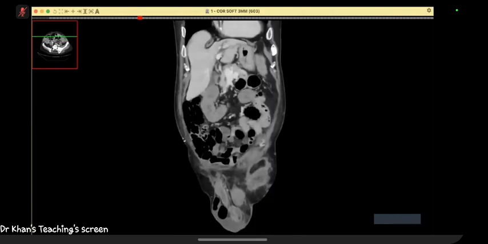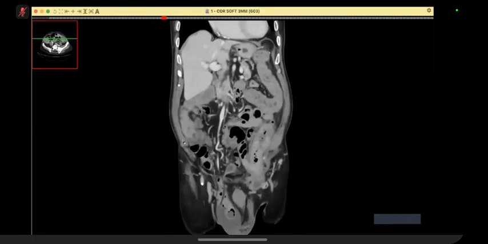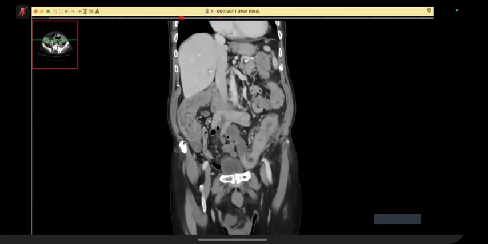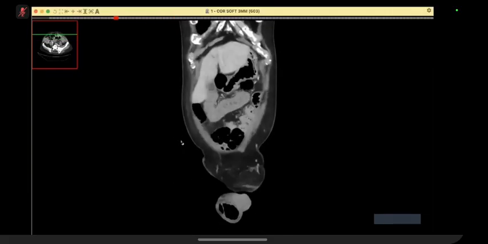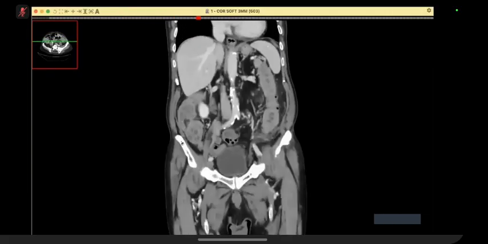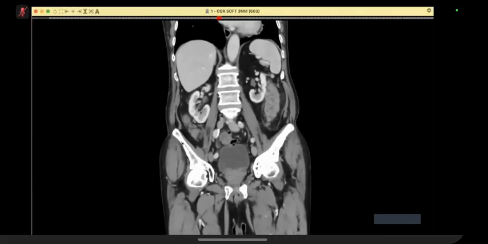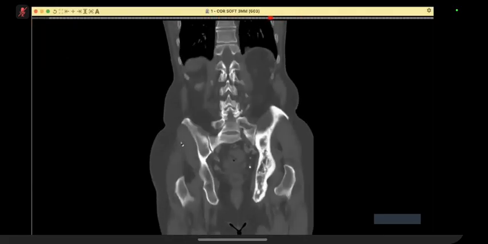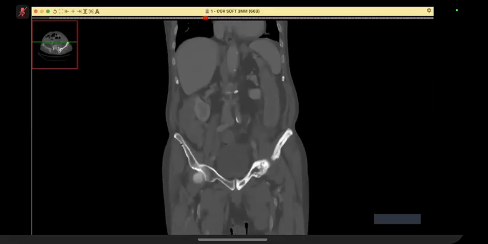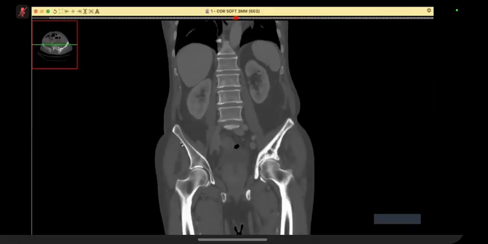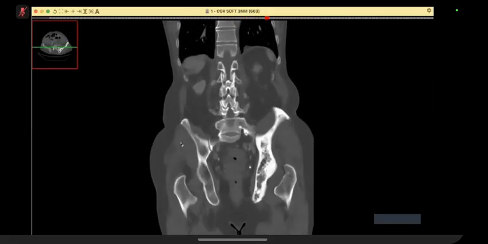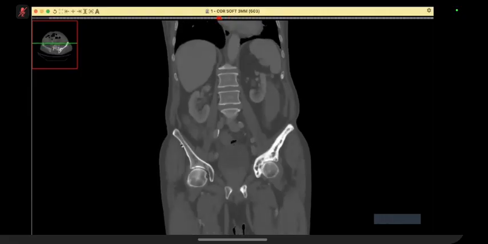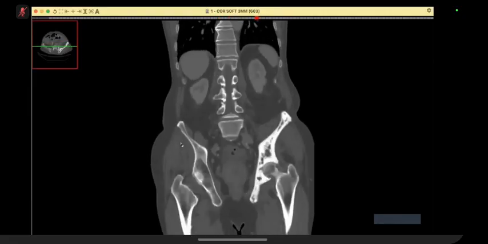which is causing obstruction, and associated with that, there is inflammatory bowel disease involving the entire colon, so that would make it ulcerative colitis. I would like to convey these findings to the referring clinician. The bilateral SI joints appear normal. The left hip shows significant sclerosis, and the contour of the head of femur is maintained. There is also significant sclerosis involving the iliac bone.